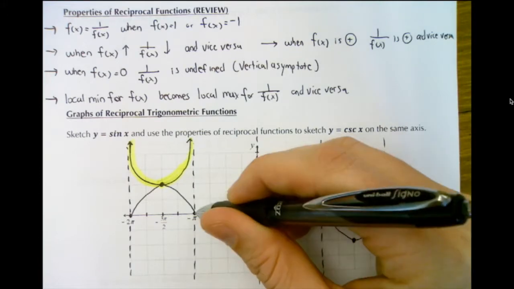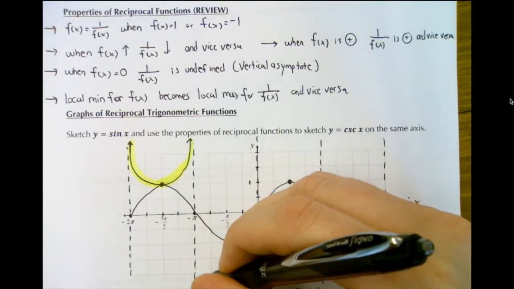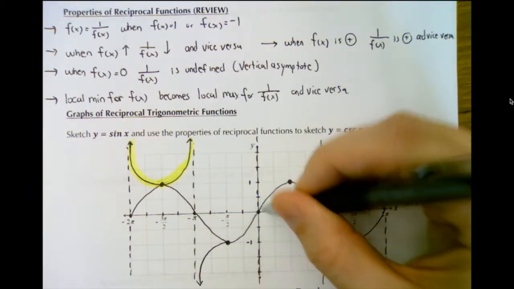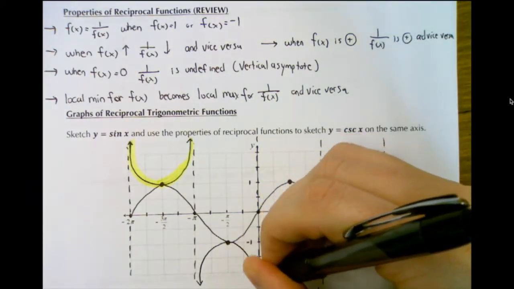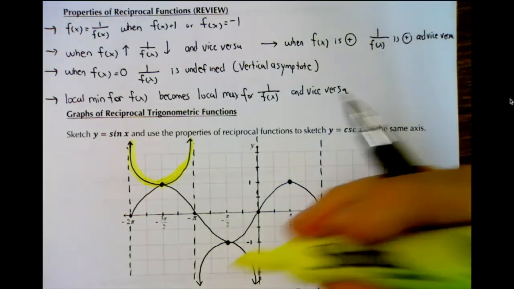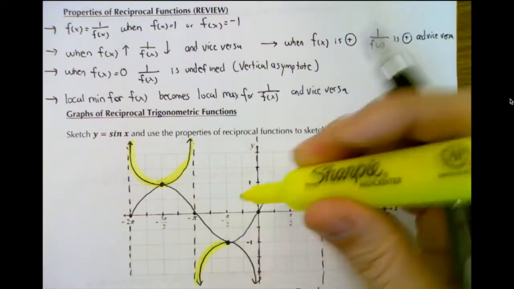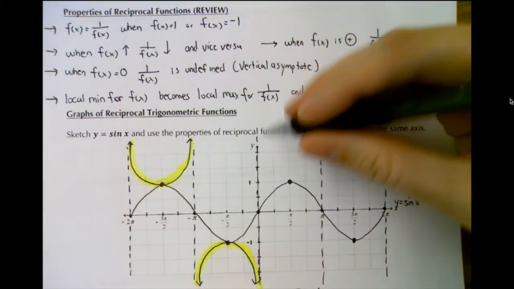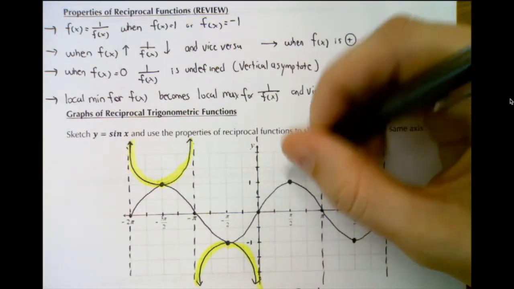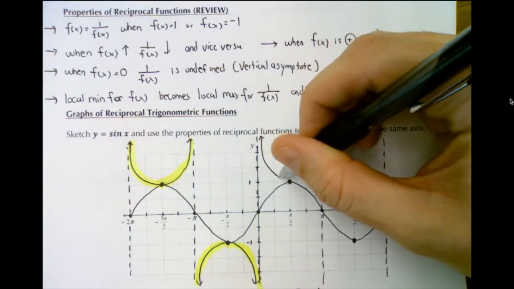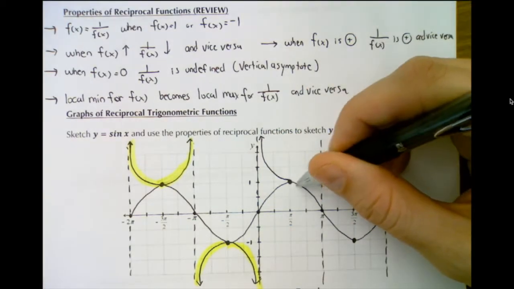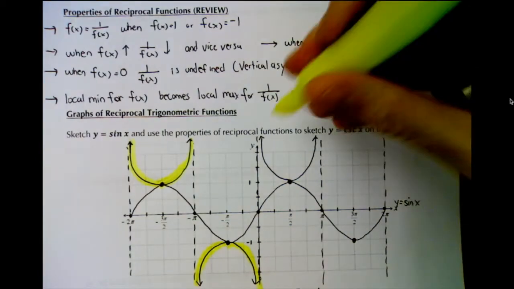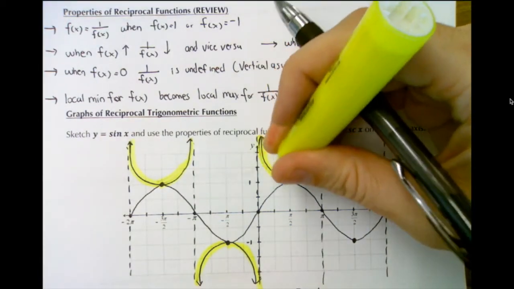So here we were decreasing, so that means our function is going to be increasing, and we bend to approach asymptotes. Here we're increasing, so our function is going to be decreasing. And there we have another piece. In this section of the graph, our original is increasing, so our reciprocal is decreasing. Our original decreasing, our reciprocal increasing. And always bending to approach our vertical asymptotes.